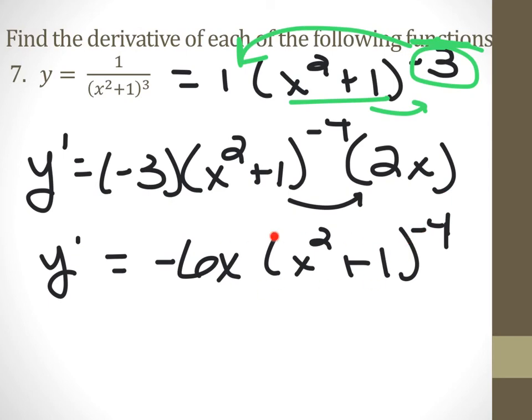And for this one, it's really interesting because this is never 0, and so you're only going to get 0 when the numerator is 0, which is at 0. So that's it. Keep practicing those derivatives.